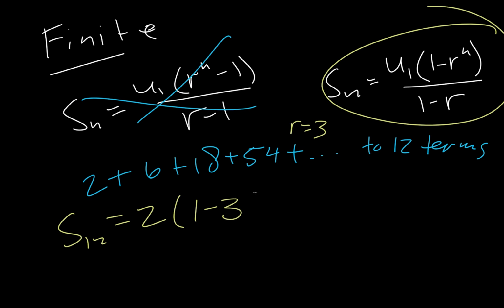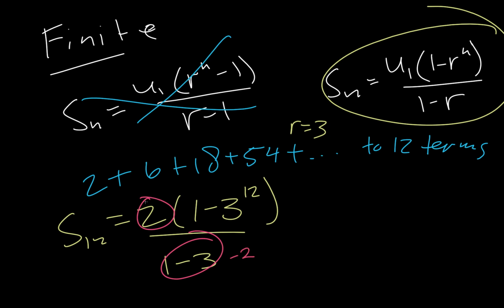So we get 3 raised to the n, which is 12, and then we have 1 minus 3. Okay, we do some simplification. This and this will cancel and leave a negative, because the denominator is really just negative 2. Cancel, we'll bring the negative up top: 1 minus 3 to the 12, like that.